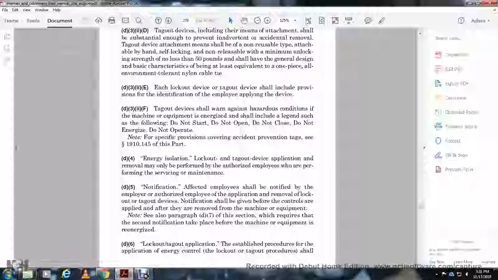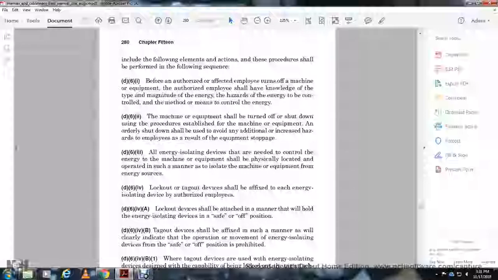The established procedure for the application of energy control, lockout and tag-out, shall include the following elements of action, performed in the following sequence. Before an authorized or affected employee turns off the machine or equipment, the authorized employee shall have knowledge of the type and magnitude of the energy, the hazards of the energy, and the method or means to control the energy. The machine or equipment shall be turned off or shut down using procedures established for the machine, with an orderly shutdown used to avoid any additional or increased hazard as a result of equipment stoppage. All energy isolating devices needed to control the energy to the machine or equipment shall be physically located and operated in such a manner as to isolate the machine or equipment from the energy source.